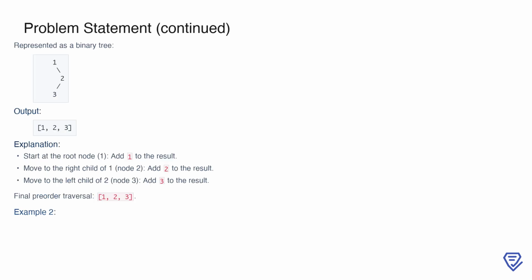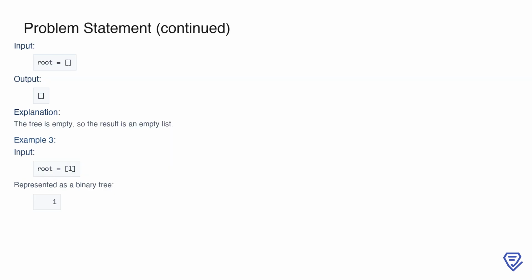Consider the first example. The input is a binary tree represented as an array: 1, null, 2, 3. Visually, this tree looks like this. The root node is 1, which has no left child but has a right child, 2. Node 2 then has a left child, 3. To perform a preorder traversal, we start at the root node, 1, and add its value to the result. Then, we move to the right child, 2, adding its value. Finally, we traverse the left child of 2, which is node 3, and add its value to the result. This gives us the final output of 1, 2, 3.